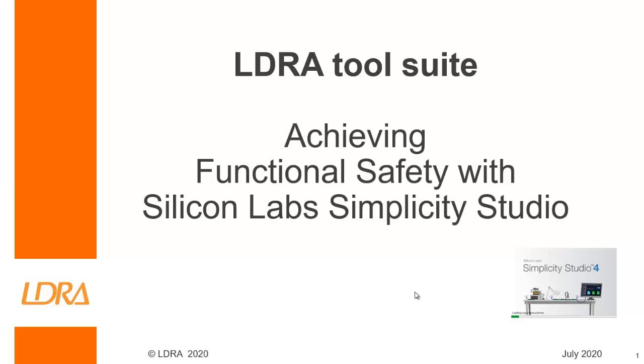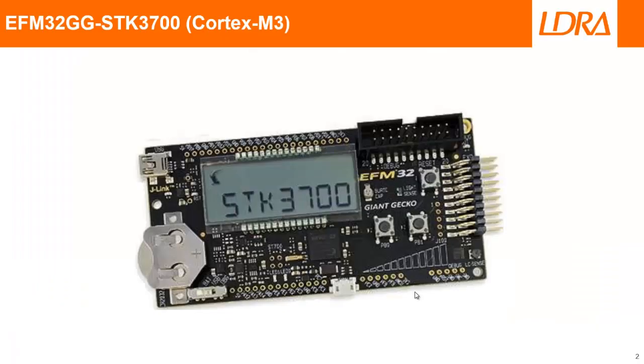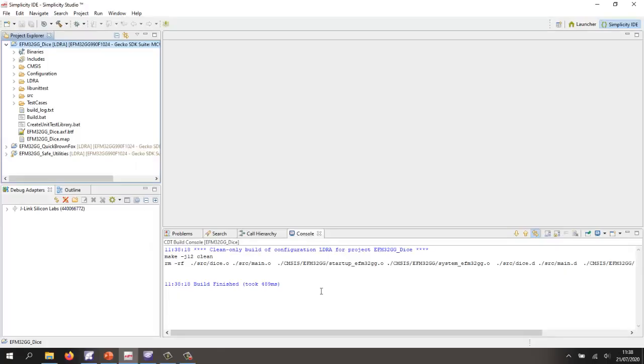Hello, this video is going to show how we can achieve functional safety using Silicon Labs Simplicity Studio. Now, I could have shown this with any ARM device that's supported by Simplicity Studio, but what I've got connected to my laptop at the moment is this Giant Gecko board, and this is a Cortex M3, and it has a J-Link on board.